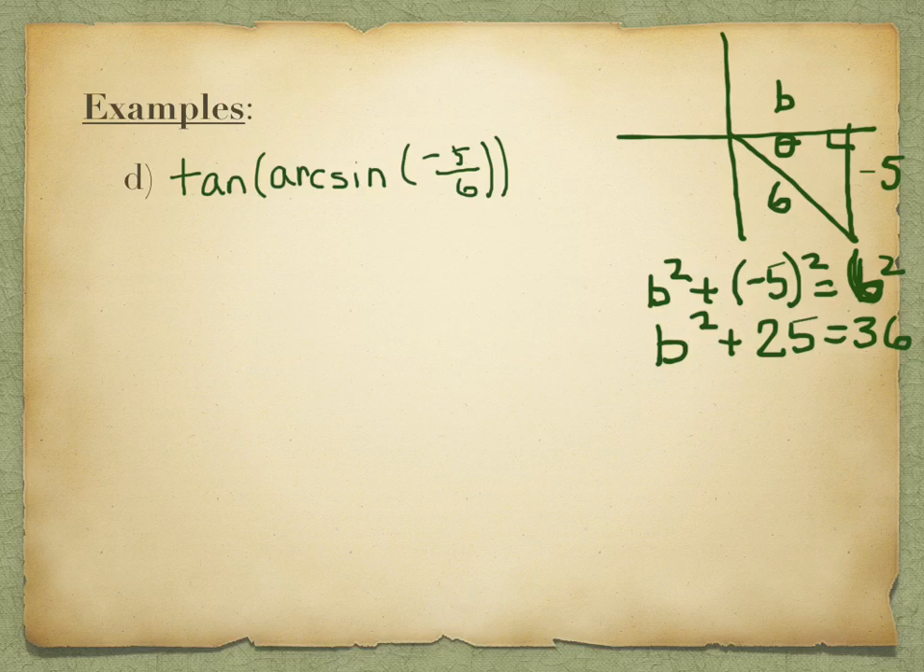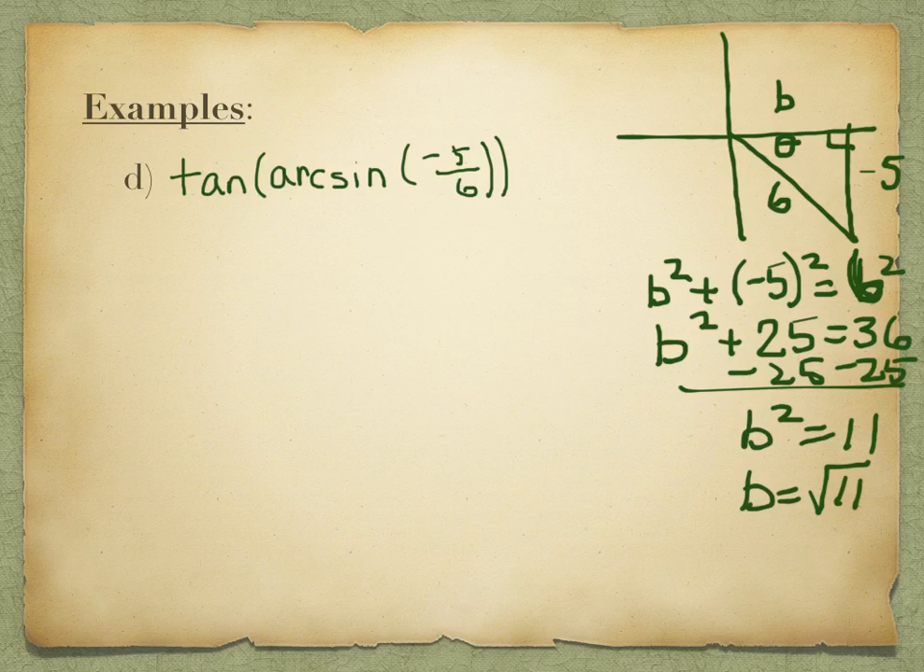So if I subtract, what does b squared equal? Yep, b squared is 11, which means what's b? Square root of 11. So that's good information to have, because now I can find the tangent in this triangle. What is the tangent of theta? -5, well, not rationalized, it's -5 over square root of 11.